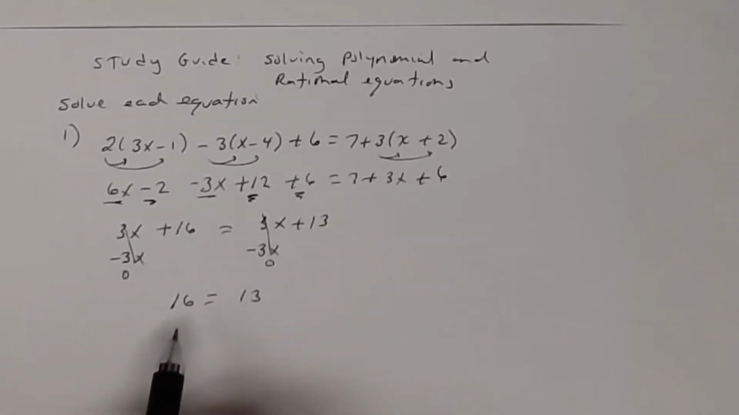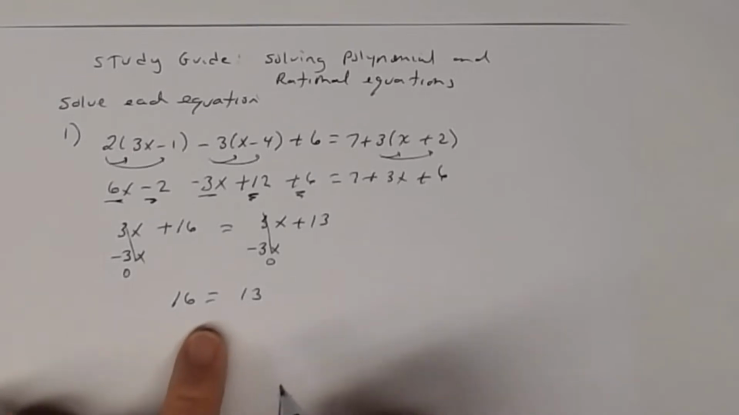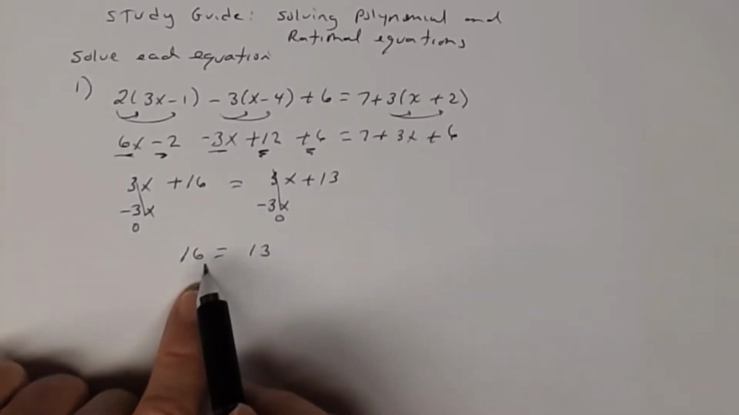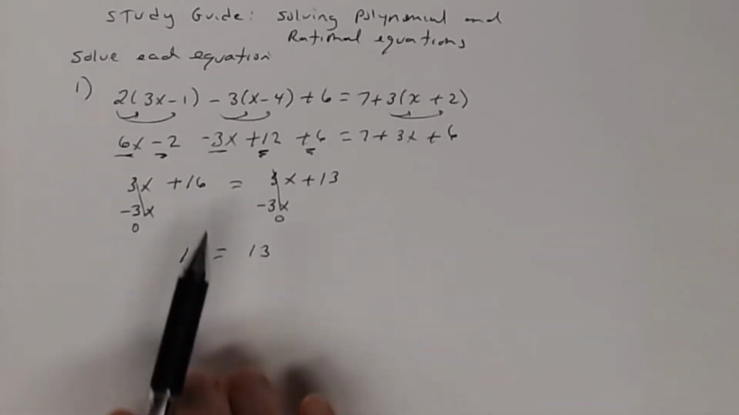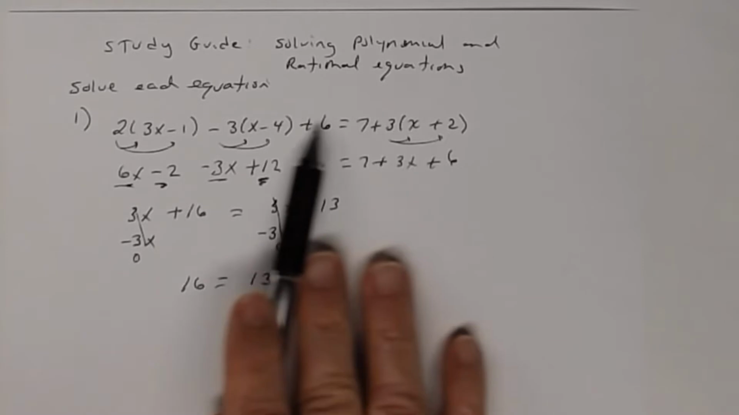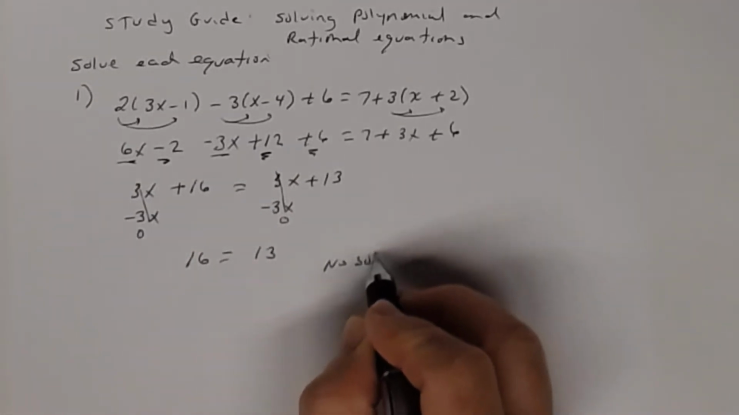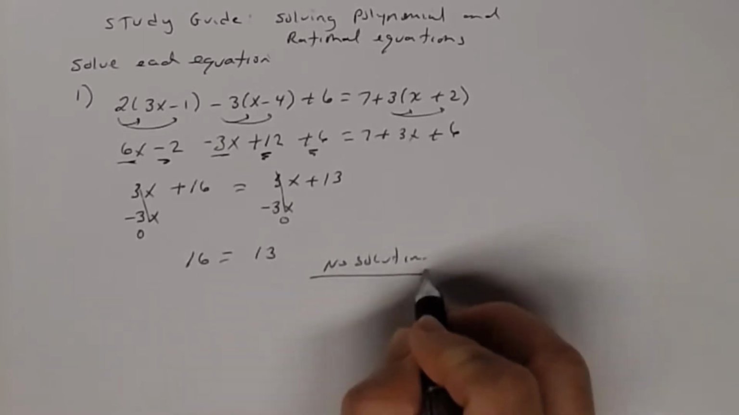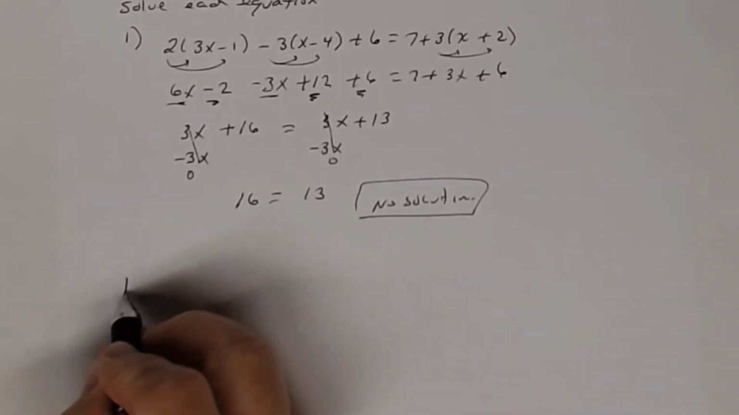Since there's no variable left in the statement, you notice this statement is a false statement. 16 is never equal to 13. So what that means is that in terms of the solution to this original equation, there is no solution. So you have to say no solution. All right? Okay, so let's look at this example. I'm going to put this as 1 star.